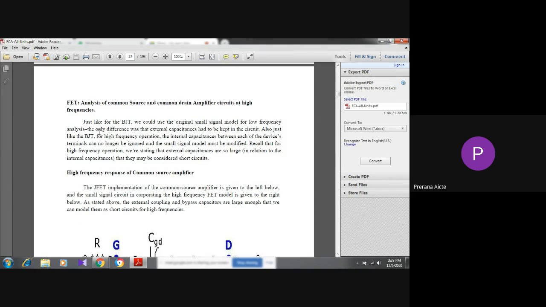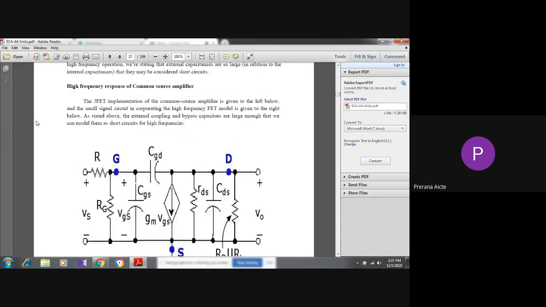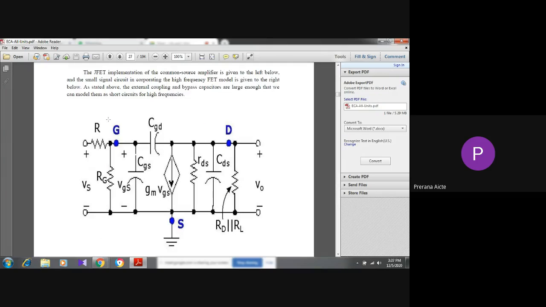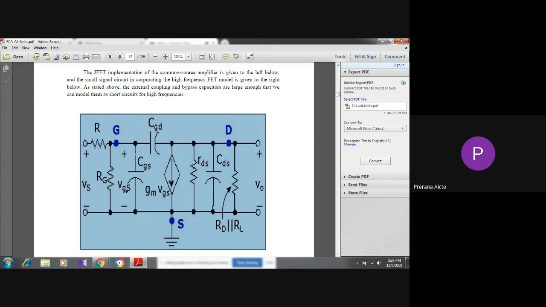In common source amplifier, gate is the input terminal, drain is the output terminal. And this is the high frequency common source amplifier figure. See in this figure what elements are presented here. R means resistance, RG gate resistor, VGS gate source voltage, and CGS gate source capacitance, CGD capacitance between gate and drain. And this is the current source, gm into VGS.